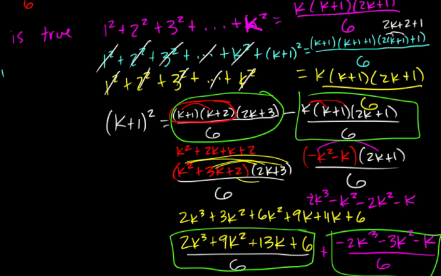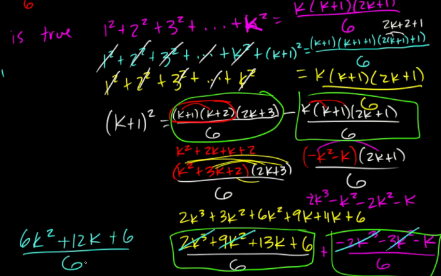Okay, once again, this came from this. They're both over 6, so that means we can combine like terms. And it looks like some stuff's going to cancel. So that will cancel that. 9k squared minus 3k squared is going to be 6k squared. And then 13 minus 1 is going to be 12. And then we just have plus 6, and that's all over 6. All of those are divisible by 6, so I'm just going to divide each one by 6. And we end up with k squared plus 2k plus 1.